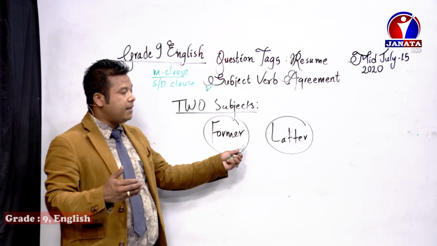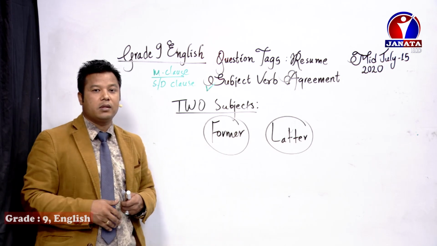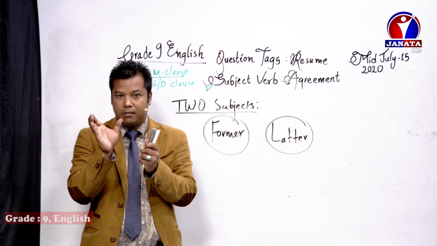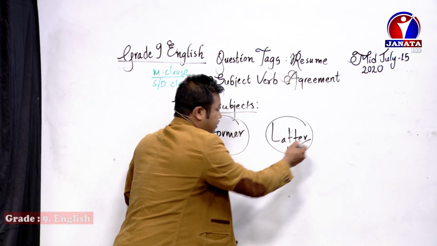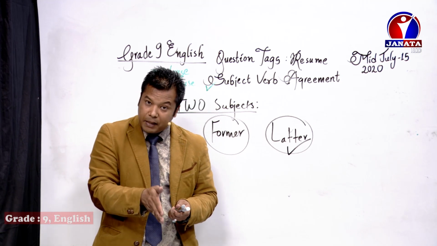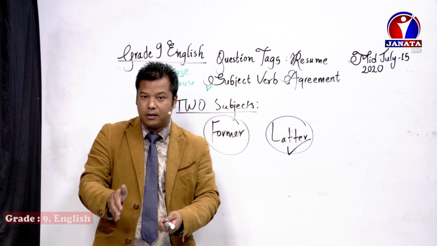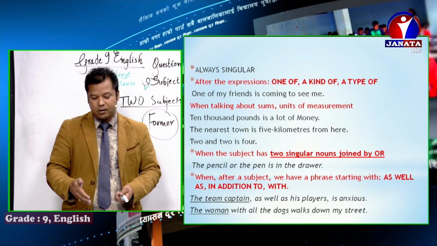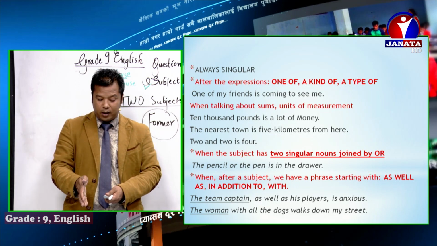Which is the main prime subject in our sentence? How to understand that? There are rules, and this is what we are discussing. If you're using or as a conjunction and you're combining two nouns, the subject is always the latter. All right? So here you should know, I'm not agreeing the verb is with the pencil, but with the pen. The pencil or the pen is in the drawer. Now, if there are a number of pens, the pencil or the pens, if I say pens, it becomes are in the drawer.